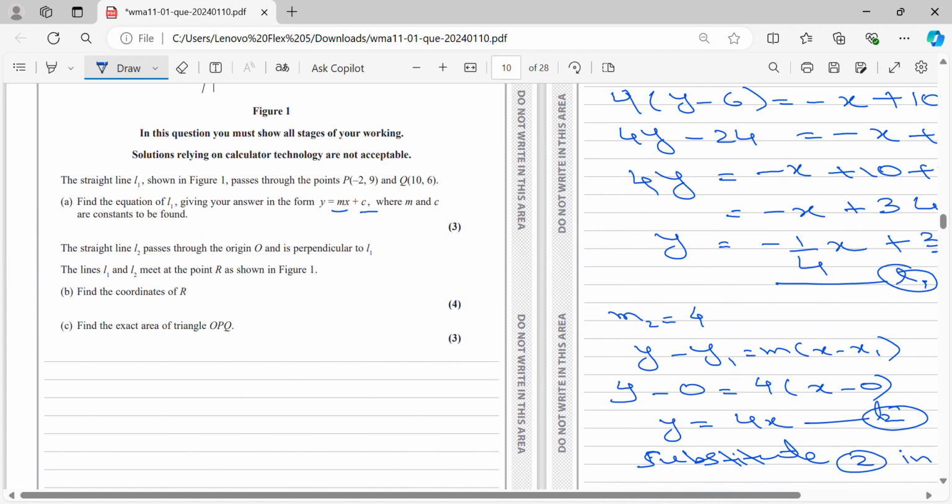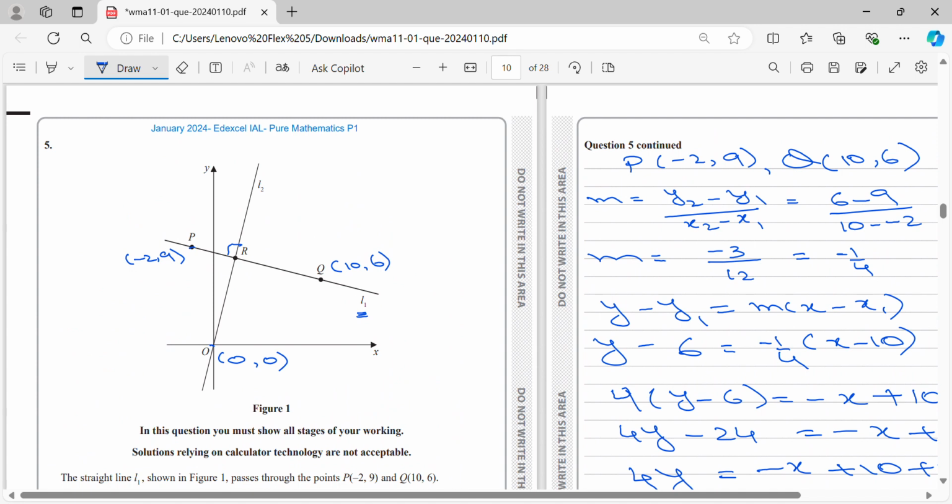Now question C part is left over. Find the exact area for triangle OPQ. Exact area for triangle, so it means I don't need decimals, I need the exact area. OPQ. Okay, if I join this together, OPQ. May erase it. Draw a line again. OPQ.